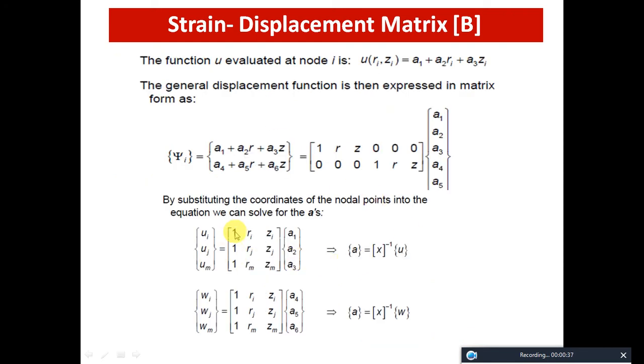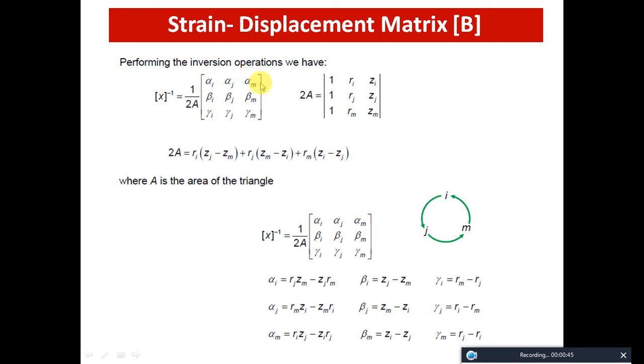see here this X stands for 1 ri zi, 1 rj zj, 1 rm zm. This X, when you find the inverse, it yields this one, where this alpha i, alpha j, alpha m, beta i, beta j, beta m, gamma i, gamma j, gamma m, all are similar to this x and y in the CST element. See, you just take this order i, j, m. You should not reverse this order.